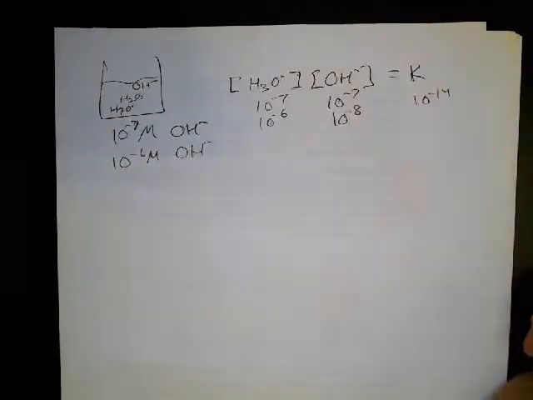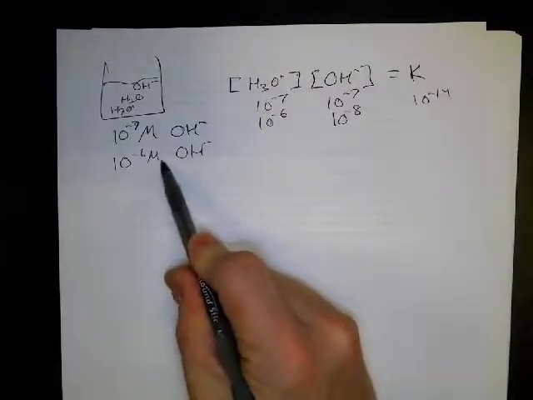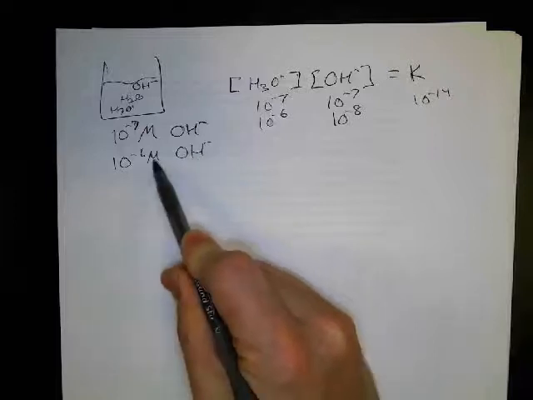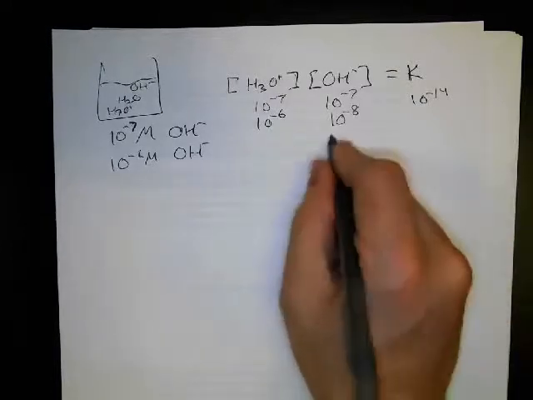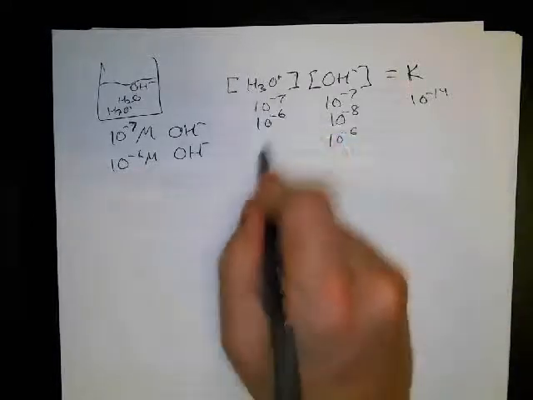So what if we go the other way? What if we go to 10 to the minus 6 molar hydroxide? That would be 10 times more hydroxide ions than we previously had. Well, if I go to 10 to the minus 6 hydroxide, I'm actually going to go to 10 to the minus 8 hydronium.